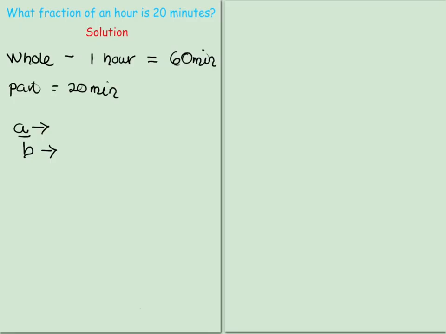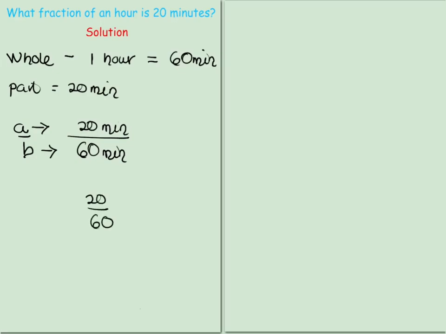So our B now is the whole, which is what? 60 minutes. So 60 equal portions, that is the minutes. Then how many out of the 60 are we taking? 20. So 20 minutes. And that simply gives us 20 over 60.